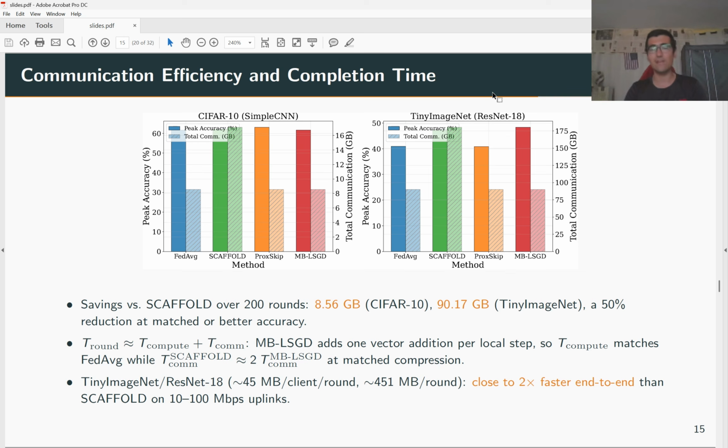And against FedAvg and ProgSkip, we cost essentially the same time per round while reaching clearly higher accuracy on the larger task. Now the ablations.